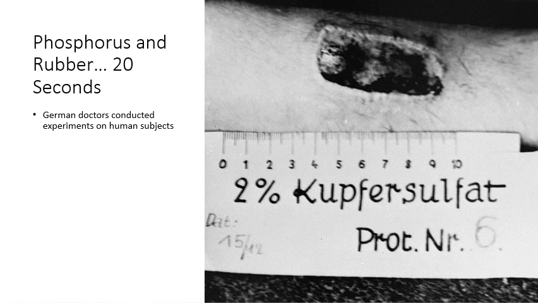German doctors conducted experiments on human subjects, often horrific in nature. What you see here is a horrible image of a man whose skin has been burned. A doctor mixed together phosphorus, which is highly flammable, and rubber, which of course is sticky, put it on a man's skin and lit it on fire for 20 seconds to see what would happen. So they're using people as live experiments. And it's even hard to imagine how people could treat other people like this.